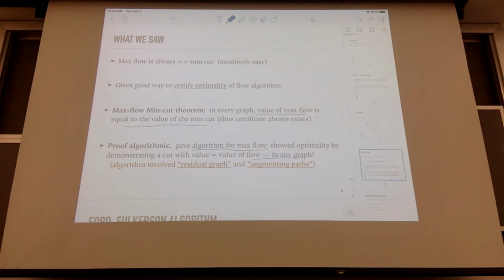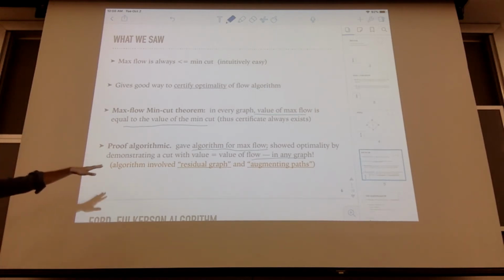The details are not terribly important, but this kind of view about flows and cuts is what you should remember: that the value of the flow and the cut are related to one another, and in fact they're always equal. And a cut always gives a clean way to certify the optimality of the flow. So these are things you should remember.